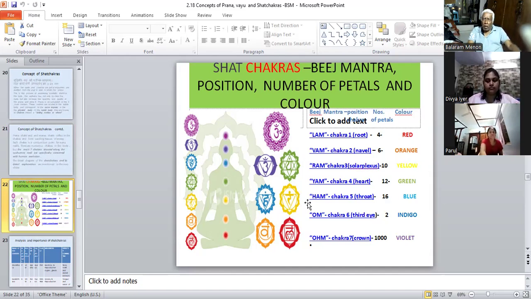Okay. And now, the Ajna chakra. Ajna chakra is Om. When you do the relaxation, you have to just relax and understand the chakra and start with the akar, ukar and makar. When you take the students' or the patient's mind from the leg, you have to start and reach up to the sahasra stage.